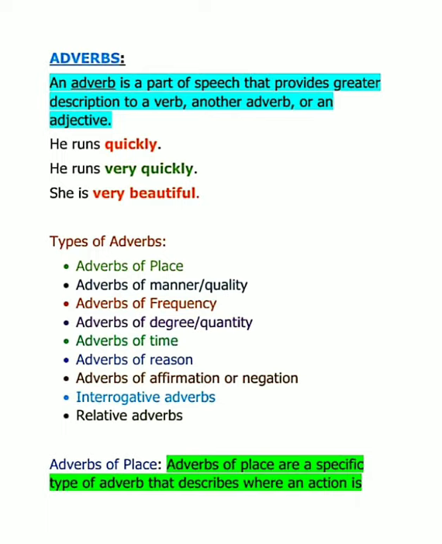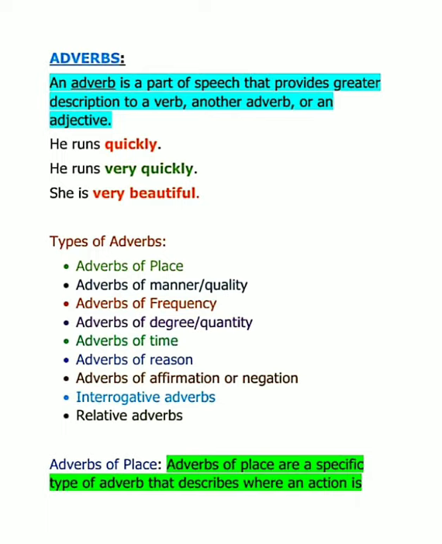Let's read it. He runs quickly. He runs very quickly. She is very beautiful. So in the first sentence, the word runs is a verb. So here quickly is an adverb. Why? Because the word quickly is modifying the word, or rather the verb, runs.